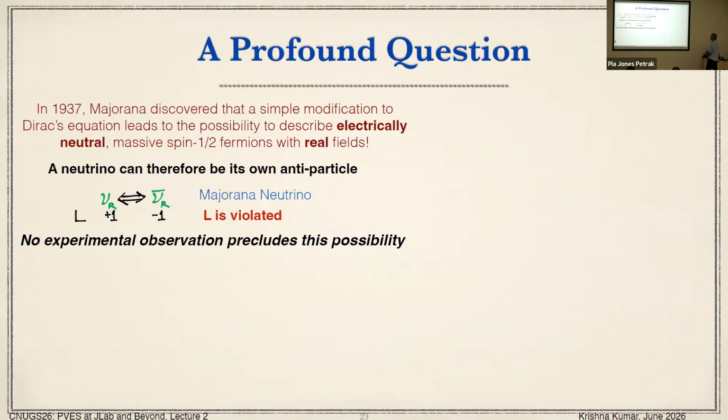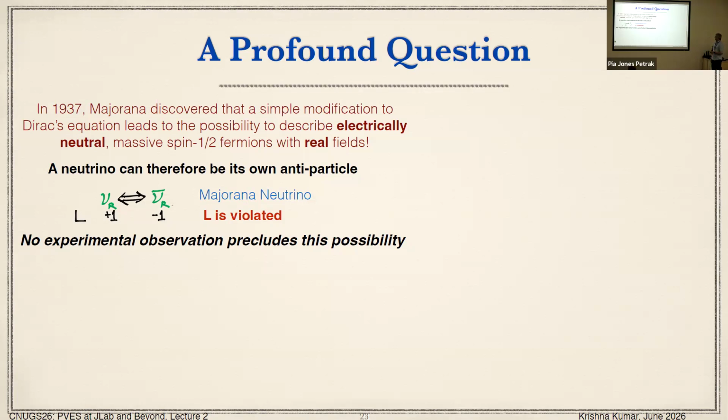So this brings us to double beta decay. This is a profound question now that you have a massive neutrino, and the fact that you do not need to have lepton number conservation. In 1937, Majorana discovered that with a simple modification to the Dirac equations, it's possible to describe electrically neutral spin 1/2 particles with real fields. And the moment you have real fields means you don't need an antiparticle. And so the neutrino can be its own antiparticle and still not break any fundamental laws.